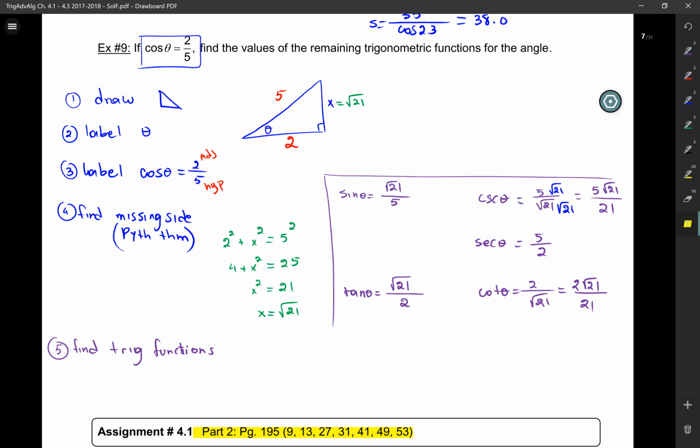So for number 9, let's say, you say, oh yeah, that's just like this one, okay? And you say, oh my gosh, okay, so what am I going to do? Oh yeah, I'm going to draw a triangle. Then I have to label my theta. Then I have to label what I'm given. Then I have to find the missing side. I bet you they will all follow the same steps, okay? So that will be due next class.